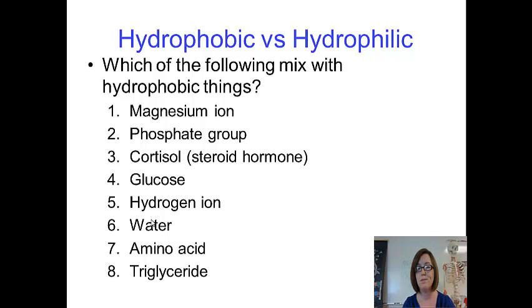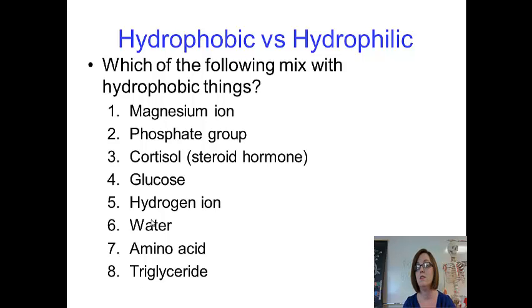How about glucose? It doesn't carry full charge. It's not an ion, right? But is it hydrophobic or hydrophilic? Right? C6H12O6. You have a lot of oxygens there. They form oxygen-hydrogen bonds, which are polar, so this will be hydrophilic. Not going to mix with something that's hydrophobic.